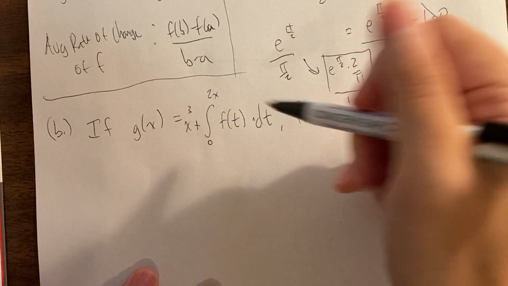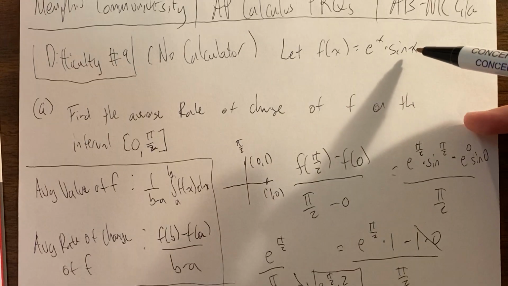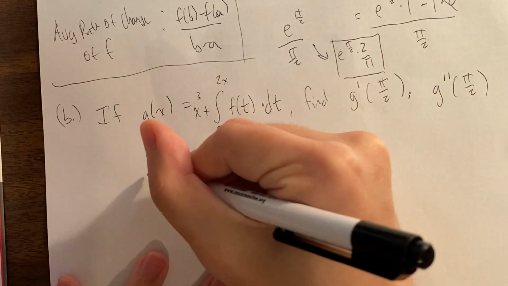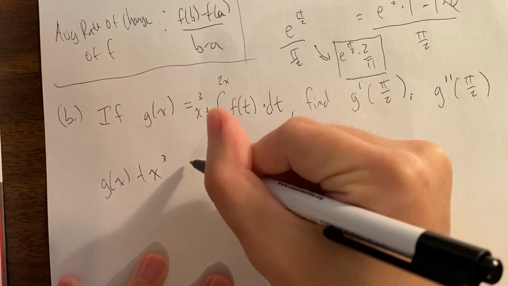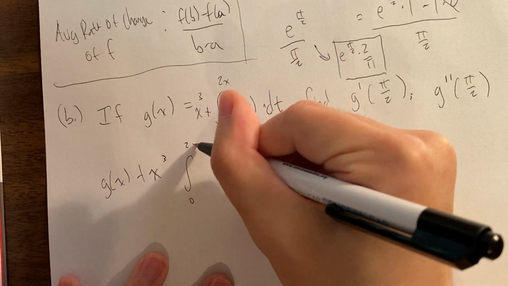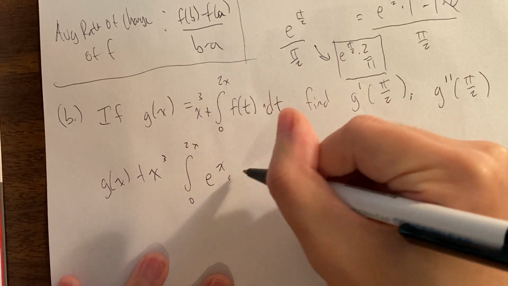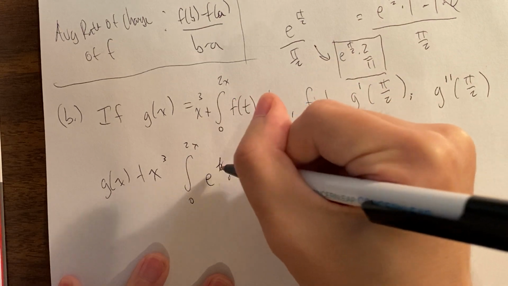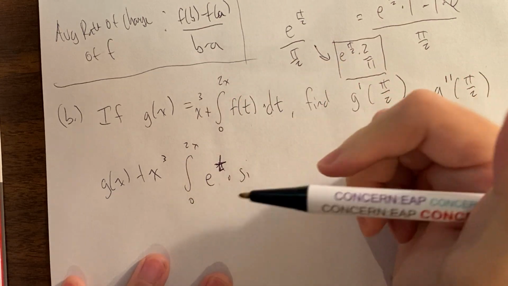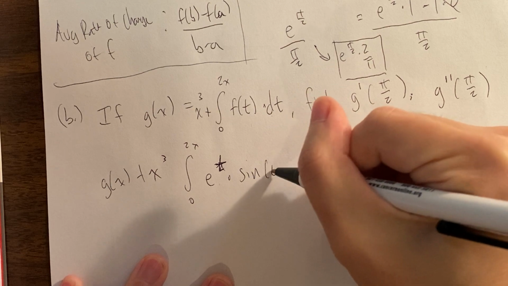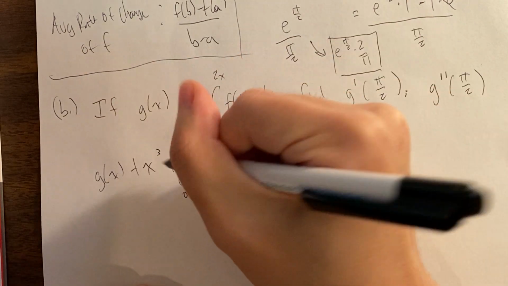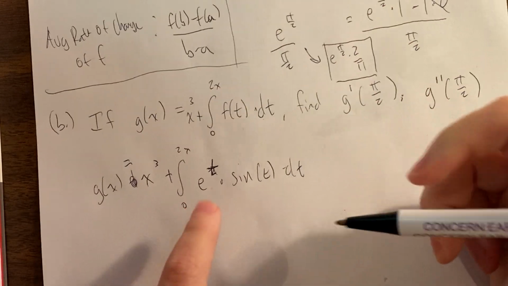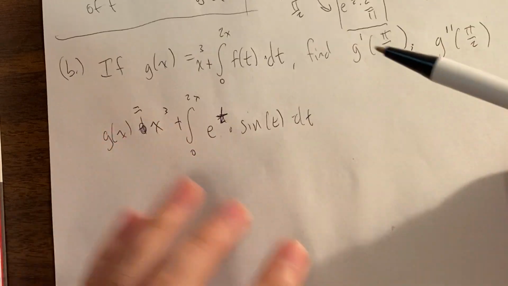So let me write out this function and replace the f of x with what it is. So it's going to be x cubed, this is what g of x is, plus the integral from 0 to 2x of e to the t times sine of t, because the integration variable is t. So we have this right here, and this is equal. All I did was replace the f with this, but I struggled a little bit.